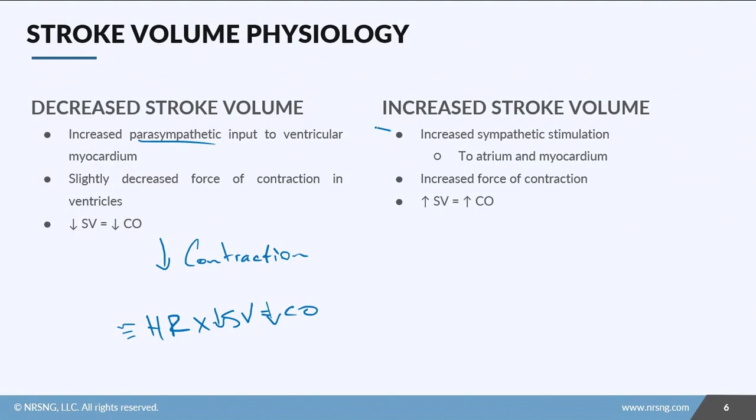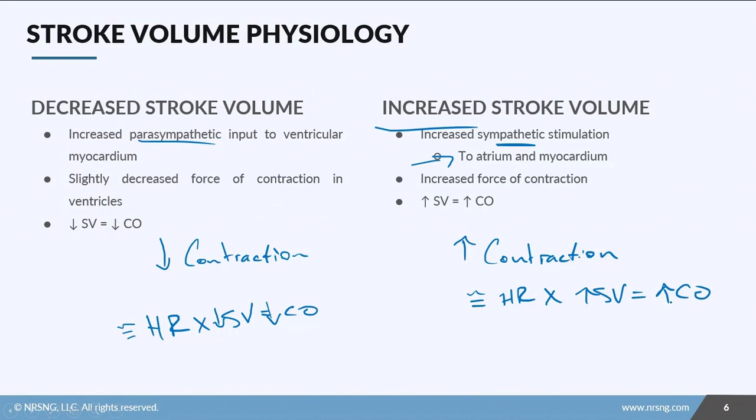Conversely, when you have an increased stroke volume, you're going to get increased sympathetic stimulation. And that's going to be specifically to the atrium and the myocardium. You're going to get the increased force of contraction. And if we go back to our formula, you have about a normal heart rate, and you're going to increase the stroke volume, and that's going to increase your cardiac output.